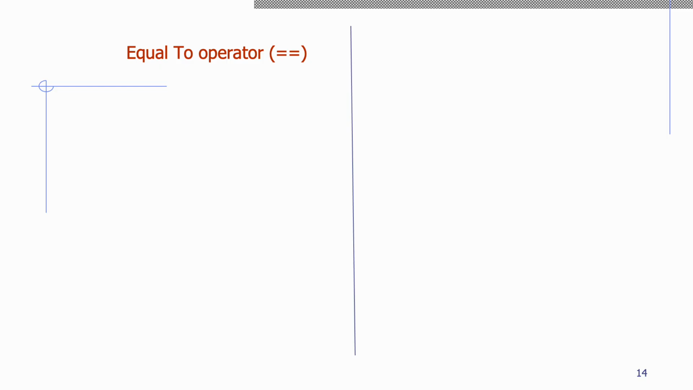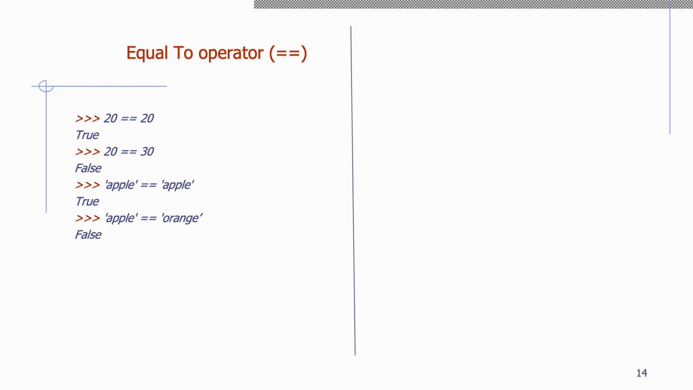Let's have a look at some equal to operator examples. So this line is going to check if 20 is equal to 20, which is true. 20 is equal to 30, false. Apple is equal to apple, which is true. Apple, orange, which is going to be false. As you can see, we can use the equal to operator for strings as well.